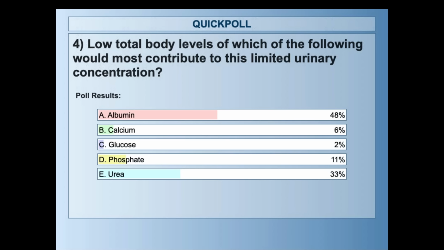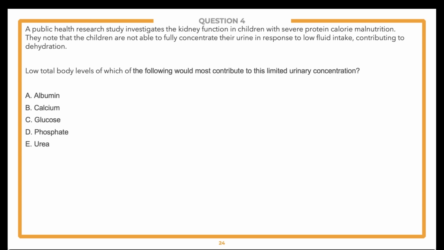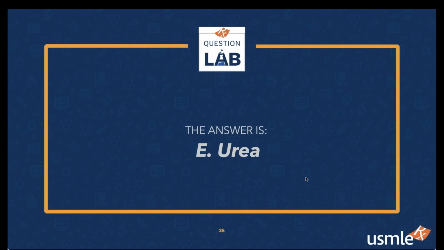So let's go ahead and hide the results, and let's find out what the answer is. And the answer is urea. So nice work, everyone. The second place vote getter represents about a third of you. If you didn't get it right, that's okay. Let's break this one down, Sean.